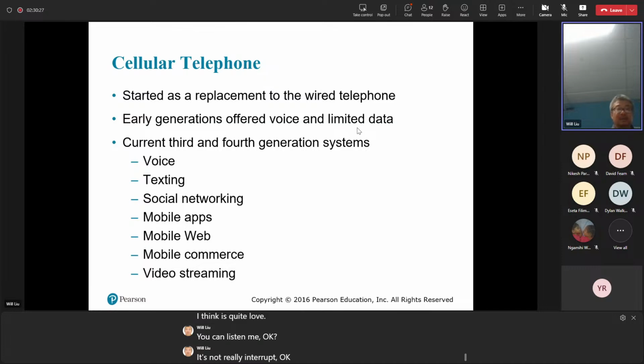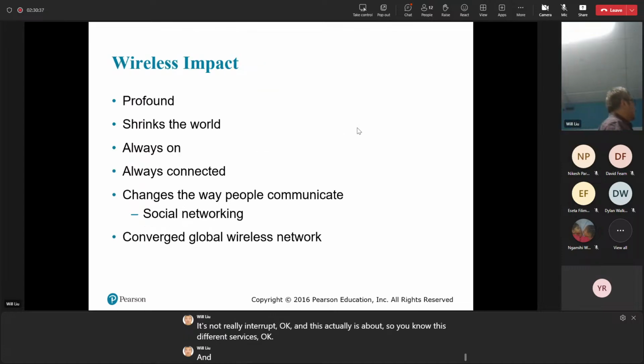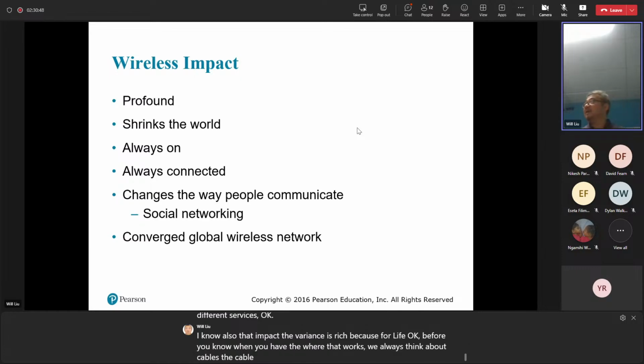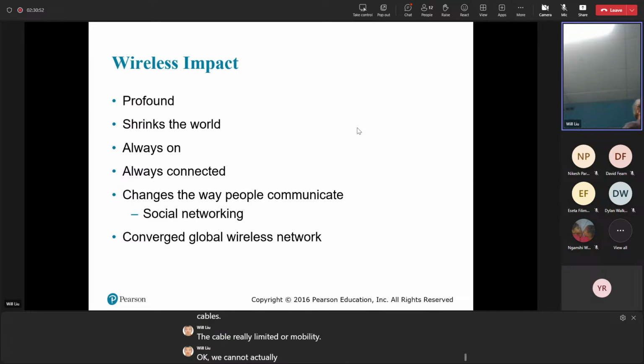And this is about the different services, and also the impact. Wireless is a real life changer. Before, when you had wired networks, we always thought about cables. The cable really limited our mobility. We cannot always drag a cable around to have a phone call.